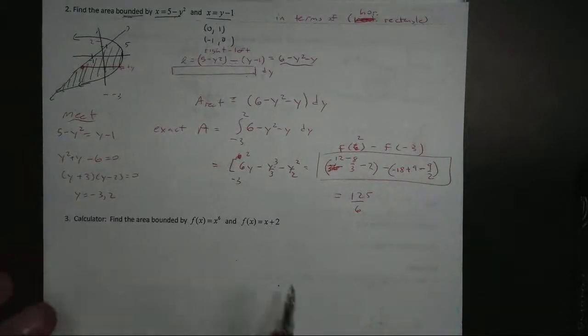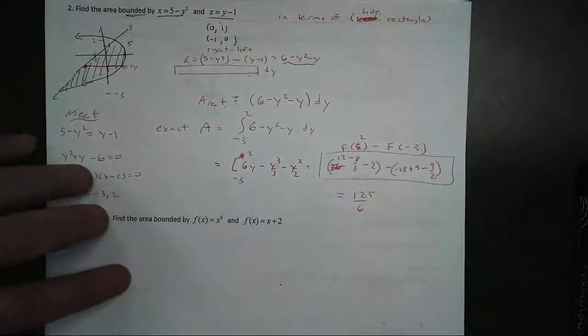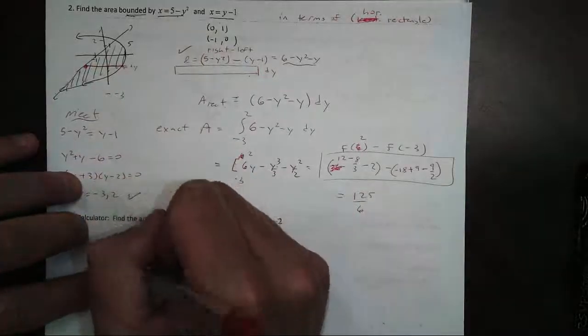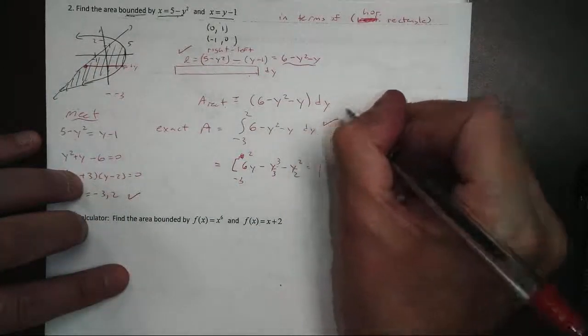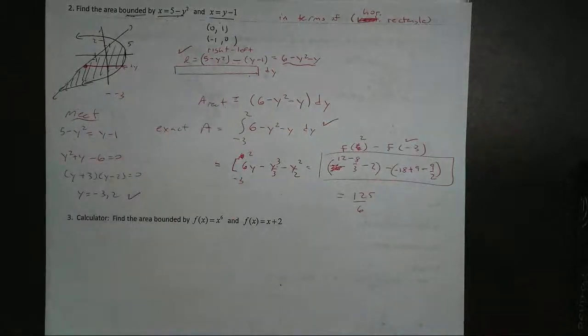Very easy to do. Remember, it's just finding the area of a rectangle. But here's what I'm going to point out. Ready? You need to have your rectangle. You need to tell me where they meet. You need to have your integral. And, of course, your answer. Okay? I'm looking for that rectangle.